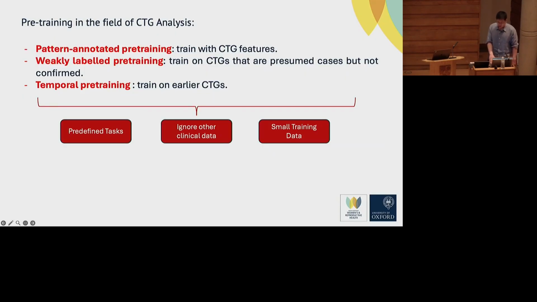The goal here is the same. They are all trying to help the model understand the structure of CTG, and they all suffer from the same problem. They are all predefined tasks and they ignore other clinical context that is useful in learning CTG. And most importantly, they are all still trained on small data sets.